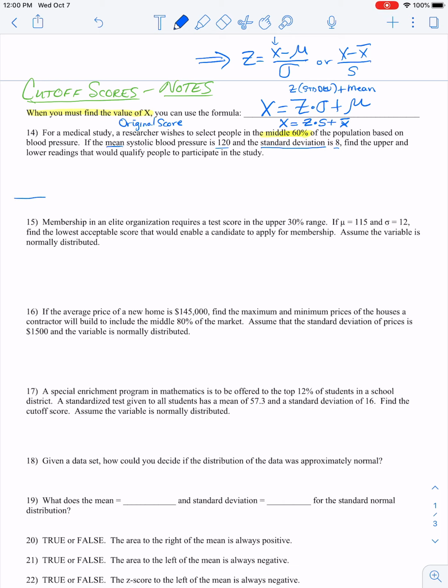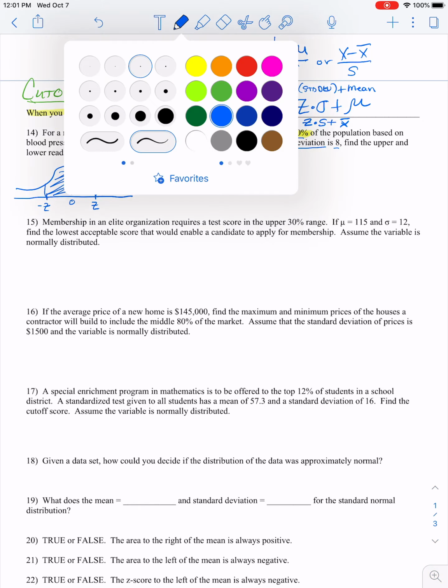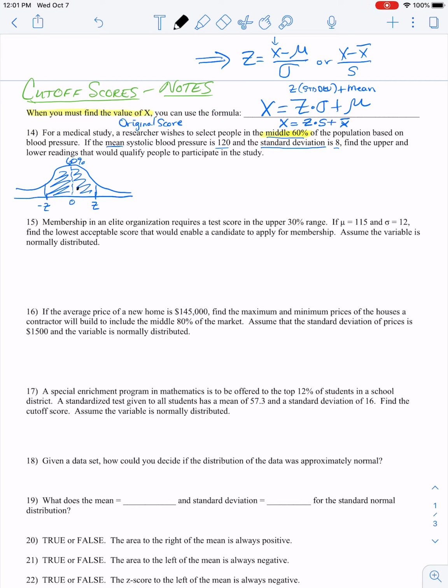Okay, so when we start about this, think about your bell-shaped curve. We know our mean is here in the middle, and it's talking about the middle 60%. So that means in between two z-scores, one to the right and one to the left, we're going to have 60%, which also tells you, since the curve is symmetric, it's going to put 30 on both sides. Okay, so 30% and 30%.